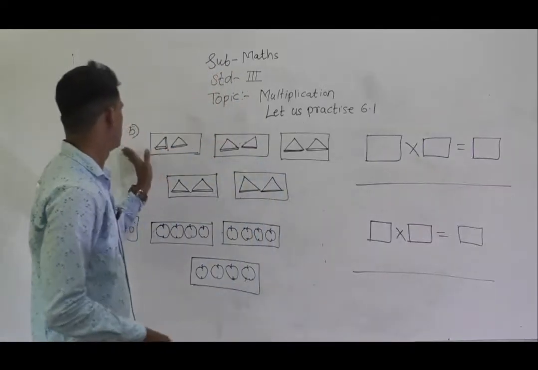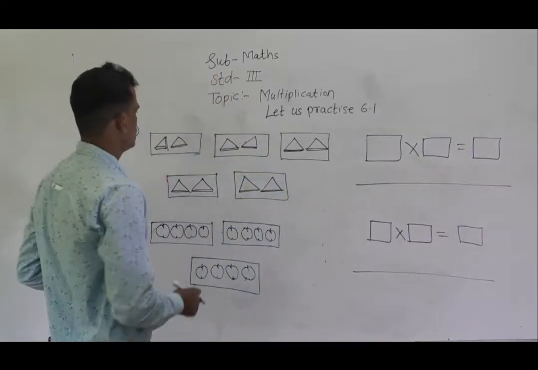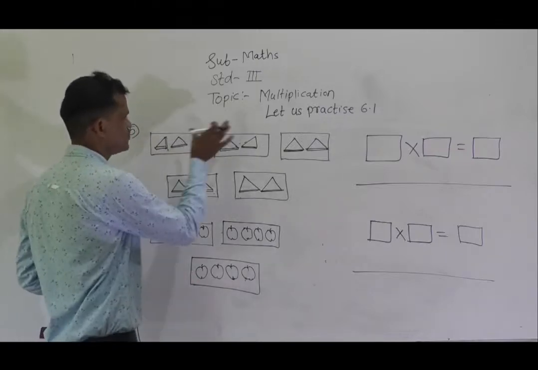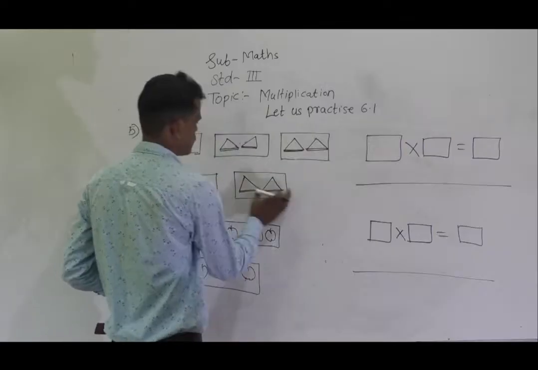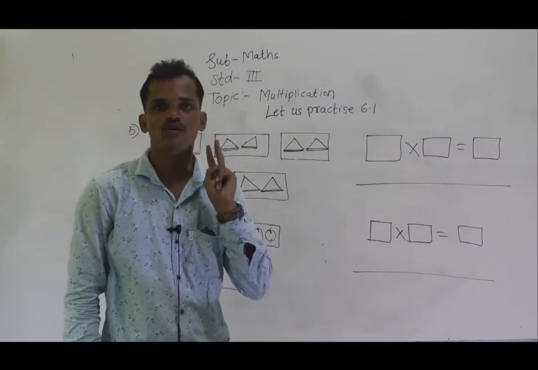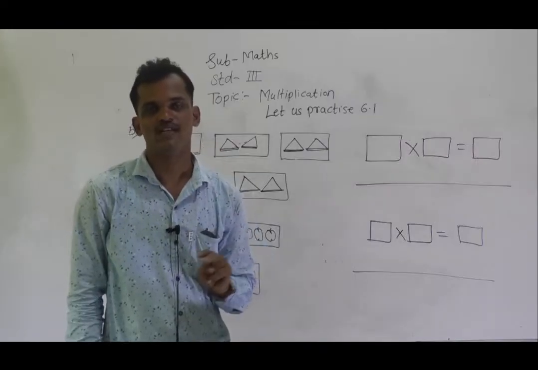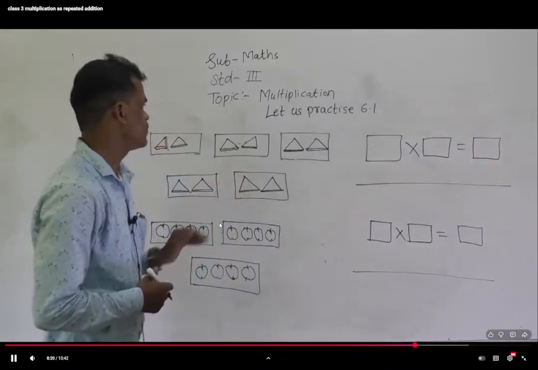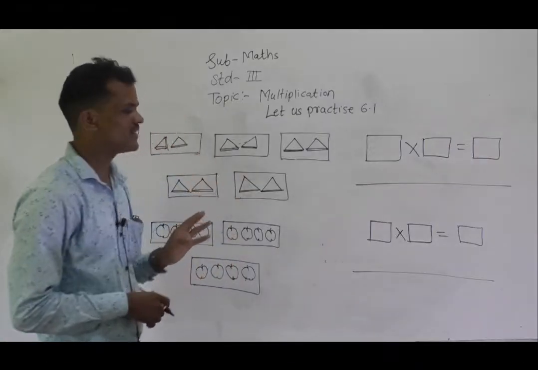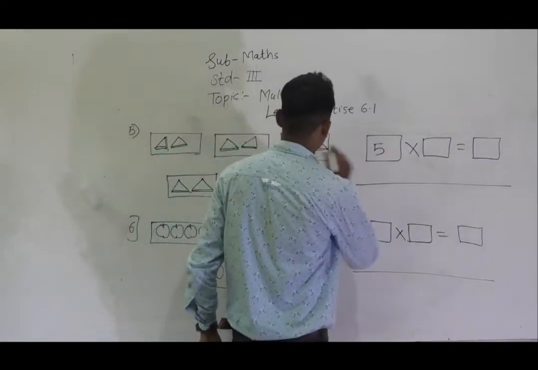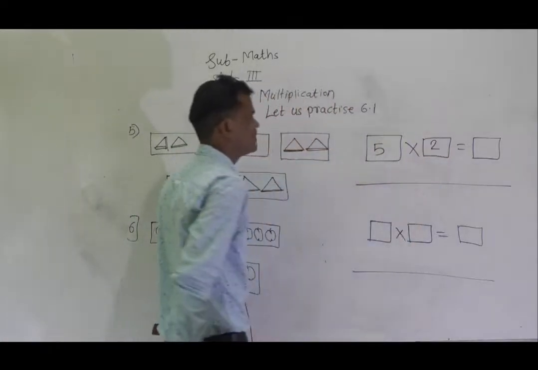Example 5.1. See here how many groups of two sandwiches. Okay, 1 2 3 4 5. So there are 5 groups of two sandwiches. In each group there are two sandwiches. Okay, so write how many total groups are there. 1 2 3 4 5. So write 5 times 2.